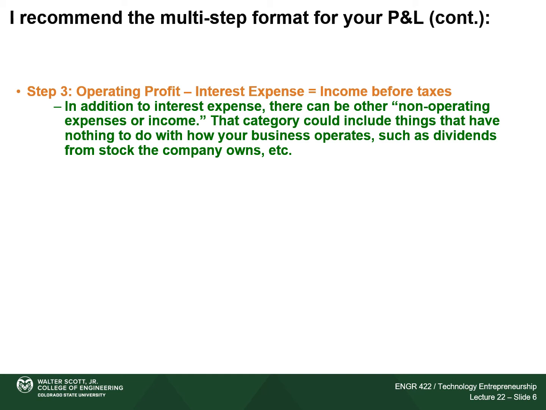That could be things such as dividends that you give to others. It could be other things that are just totally not related to how this particular business operates. For example, you might be in a building and you're renting out part of the building. So it's not related to how this business runs, but it is part of what's actually getting reported to the tax man. So that's where it would go.